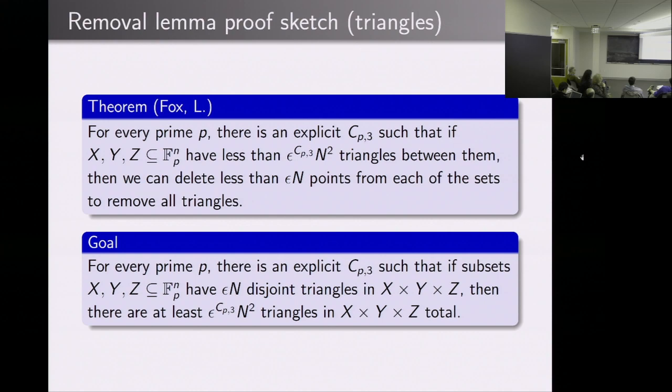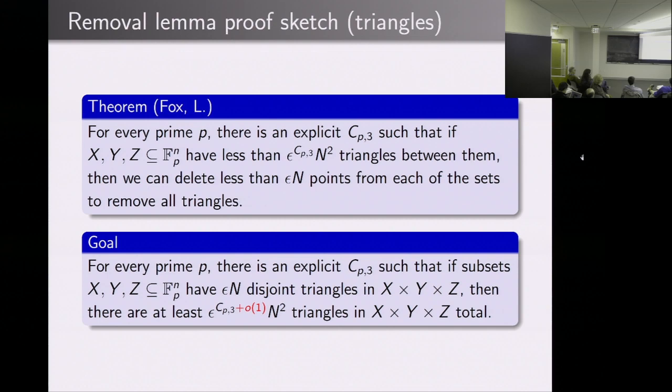So basically this is our goal. If we have epsilon n disjoint triangles between them, then we must have a lot of triangles in total between them. And in fact, we can even weaken our goal slightly.